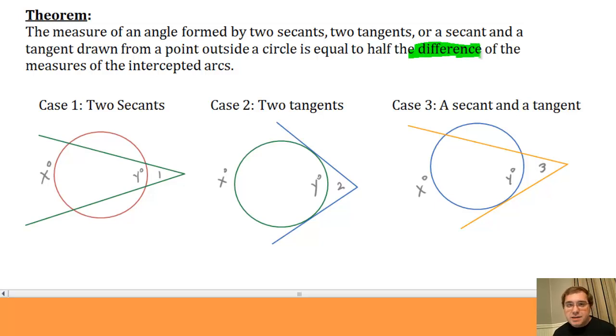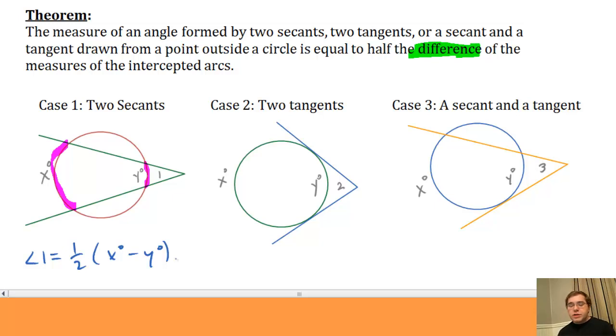Secants, remember, are just lines that contain chords. So they've got chords, but they extend outside of the circle. So in case 1 here, I've got two secants. The two green lines are my secants. Angle 1 is my angle, and the vertex is outside the circle. So we can apply this theorem, and it tells us that angle 1 is going to be half of the difference of the two intercepted arcs. The intercepted arcs are this arc that's x degrees, and this arc that's y degrees. So angle 1 is half of the bigger one minus the smaller one, so x degrees minus y degrees.